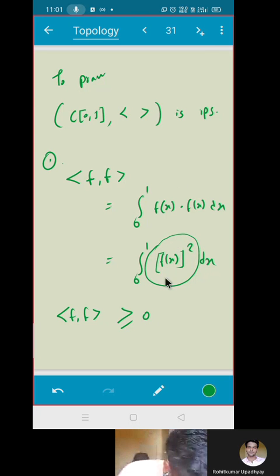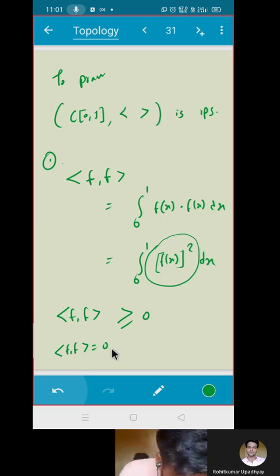Do you observe what the function is for me? The whole thing is the function, that is f of x the whole square is my new function, which is positive since it is a square. So the inner product will be positive. What is the next thing? In this only you have the next thing, that is if the inner product of f, f is 0. I have proved it in the last theorem only, correct?